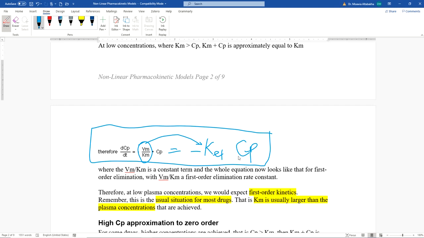Now this situation actually applies to so many drugs. That's why we said the most common way of elimination is first order elimination. In it, Cp is much less than Km. Cp within the therapeutic window is much less than Km, therefore it follows first order kinetics.